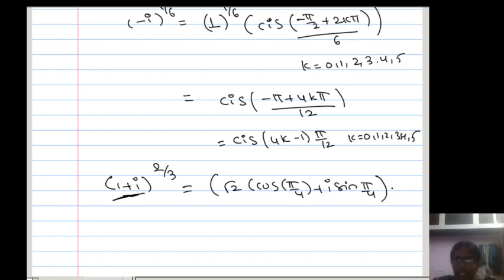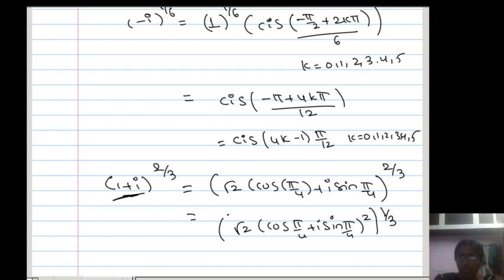So I am writing this as power 2 by 3. This is also written as root 2 power 2 by 3. First I take inside cos pi by 4 plus i sin pi by 4. I am taking power 2 inside, 1 by 3 outside. Both are the same. To get easy simplification I am doing it like that. Root 2 power 2 means what? Tell me. 2 only, root 2 squared.